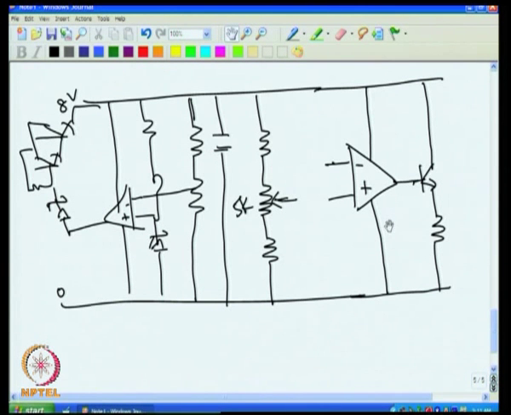So, what we can do is we can connect so that an increase in this should increase the voltage here. So obviously we have to connect the output of the potentiometer to the plus terminal, so that when this increases, the output increases. But then we also want to make sure that the current does not go very high. So we give the feedback here, we connect this to this.